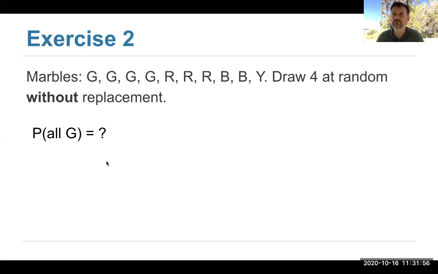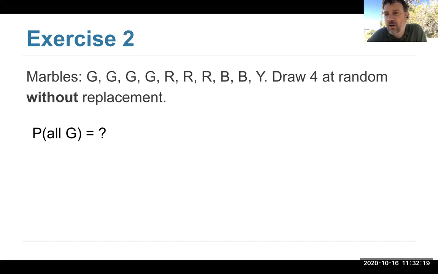Okay, so now in this new world where we're doing without replacement, what's the probability that all 4 marbles I draw are green? Good. Yeah, well, multiplication rule again. The probability the first one is green is 4/10. There's 4 green ones out of the 10 in the jar. All possibilities are equally likely. So 4/10 for the first marble.